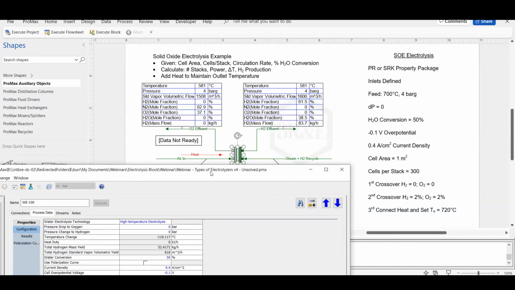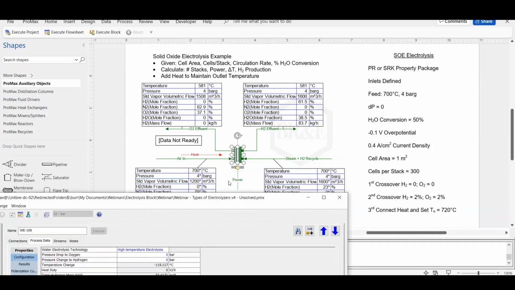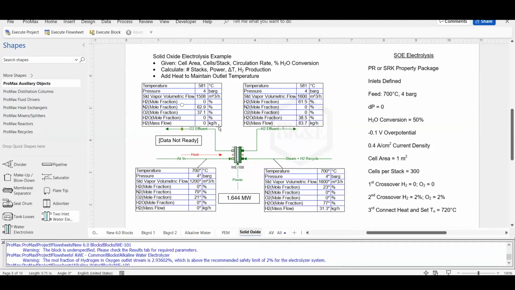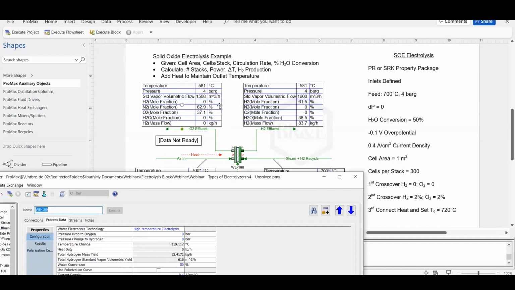It was completely configured. My eyes were making me think there were red colored outlet streams for a second. So notice here, we don't have any heat being supplied. We don't have any crossover hydrogen or oxygen causing combustion and heating. So we see that we go in at 700 degrees C and we come out at 581 degrees C. That's because of that negative 0.1 volt overpotential. So it's quite different from the other electrolyzers that we have.